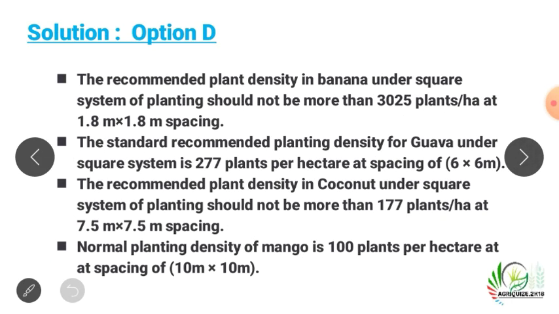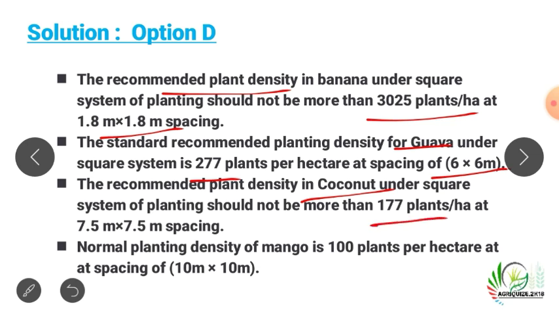Here is the explanation. The recommended plant density in banana under square system planting should not be more than 3025 plants per hectare at the spacing 1.8 by 1.8 meter. For guava, 277 plants per hectare with spacing 6 by 6 meter. For coconut, under square system planting, plants should not be more than 177 plants per hectare at the spacing 7.5 by 7.5 meter spacing. Normal planting density of mango is 100 plants per hectare at spacing of 10 by 10 meter.